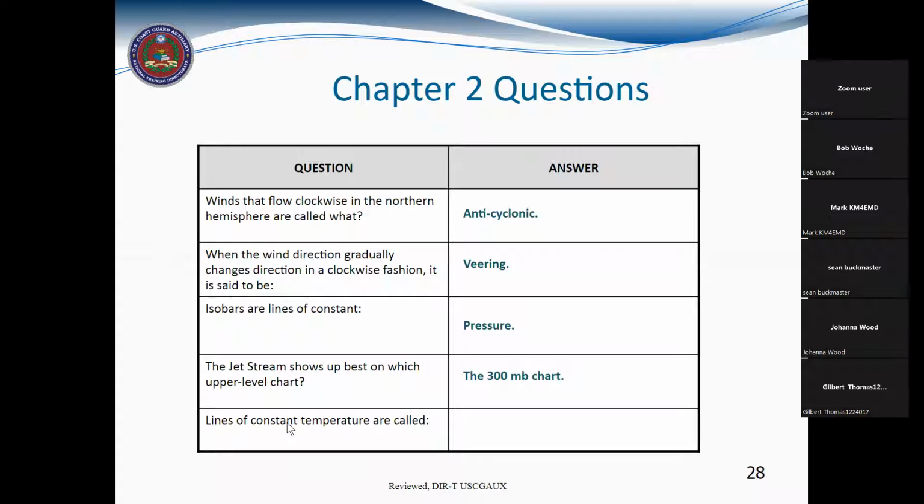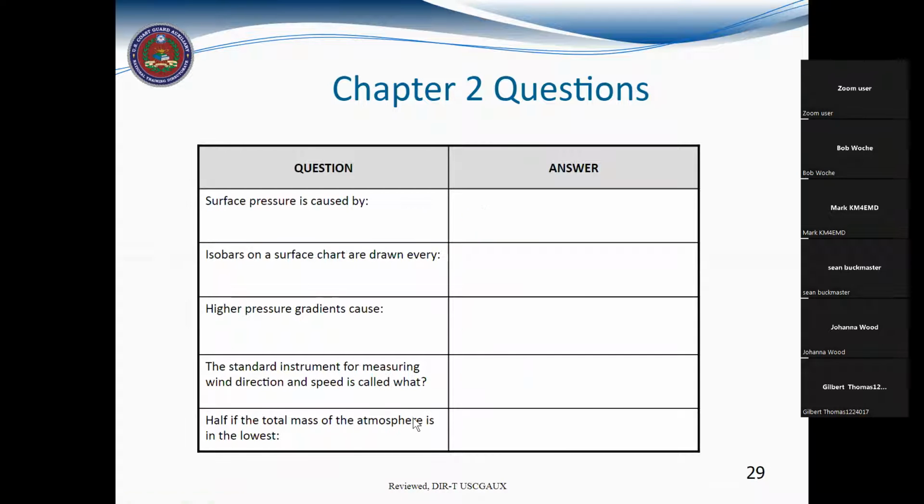Mark KM4EMD, I'm not sure who that is. Lines of constant temperature are called. Isotherms. Right on, well played. Sean Buckmaster. We're not picking on you, Mr. 96. Johanna Wood. Surface pressure is caused by.